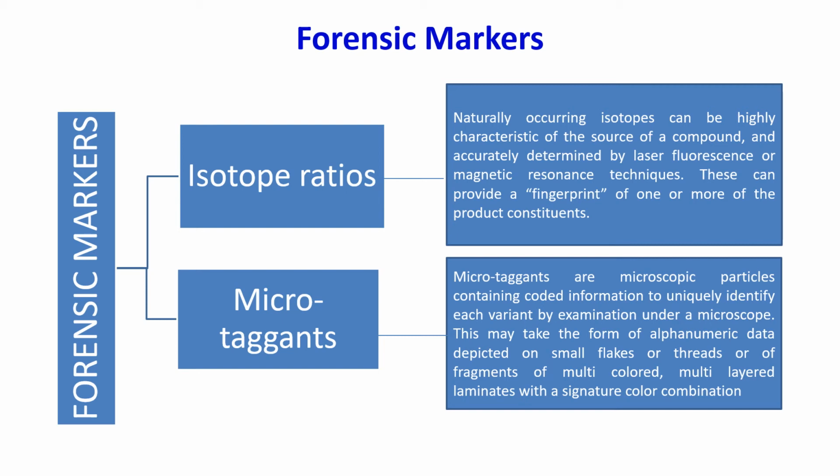Then microtaggants. Microtaggants are basically microscopic particles containing coded information to uniquely identify each variant by examination under a microscope. This may take the form of alphanumeric data depicted on small flakes or threads, or of fragments of multicolored, multi-layered laminates with a signature color combination.